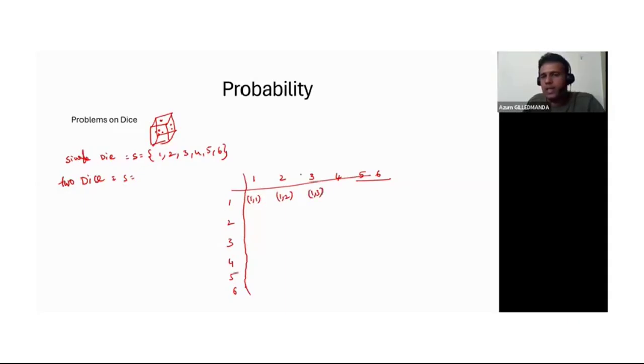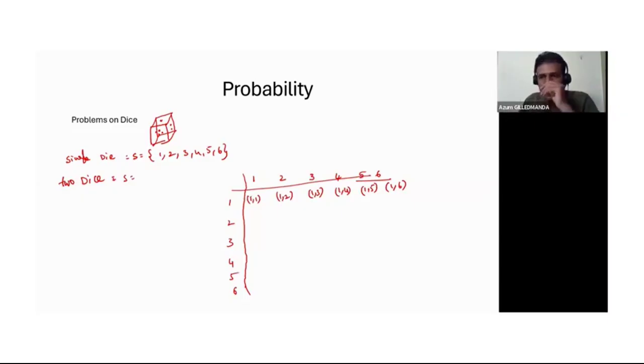This die can get 1 and the other die can get 3. Similarly, 1 4 is one possibility, 1 5 is one possibility, 1 6 is another possibility. You following me? So on one die you can get 1, and on the other die you can get either 1 or 2 or 3 or 4 or 5 or 6. So total 6 possibilities are there by fixing 1 on the first die.